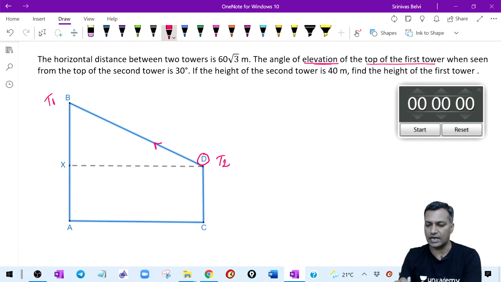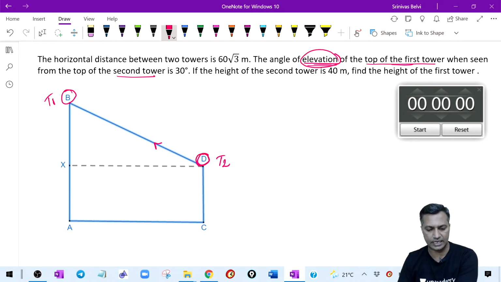The second sentence clarifies this: the angle of elevation of the top of the first tower, that is point B, when seen from the top of the second tower. The word is elevation. You are at a lower height, therefore the second tower is shorter. The angle is 30 degrees. If the height of the second tower is 40 meters, then naturally this is also 40 meters. XA is 40 meters. Find the height of the first tower.